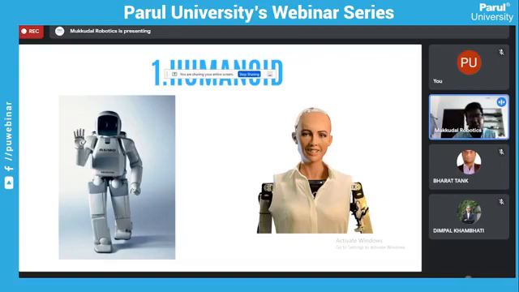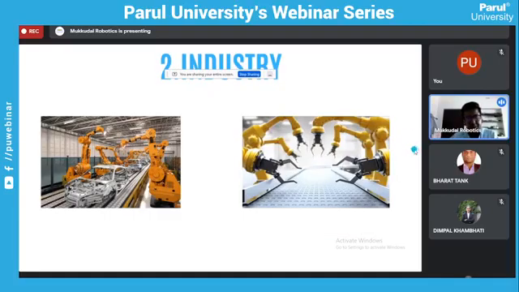The second one is the industrial type. In industrial robots there are many different classifications, because industrial robots play a vital role in all industries, for example car manufacturing, iron and steel, and food preparation. In industrial robots itself there are four classifications: six-axis arm robots, SCARA, parallel robots, and Cartesian robots. It is a huge market in the field.